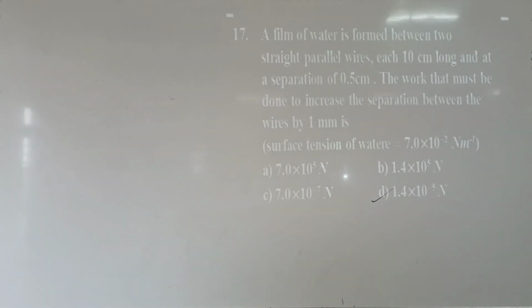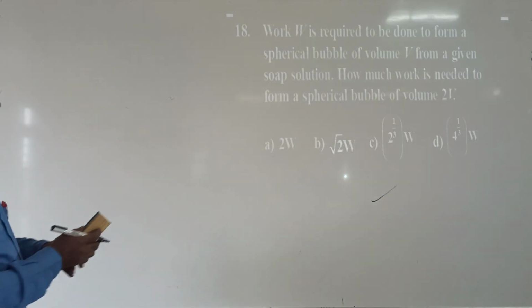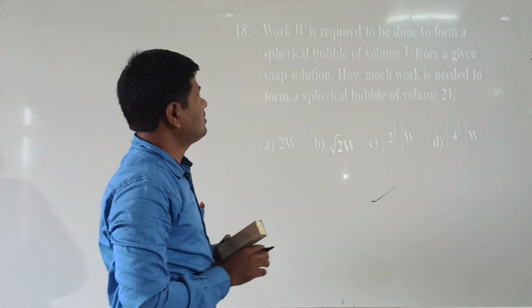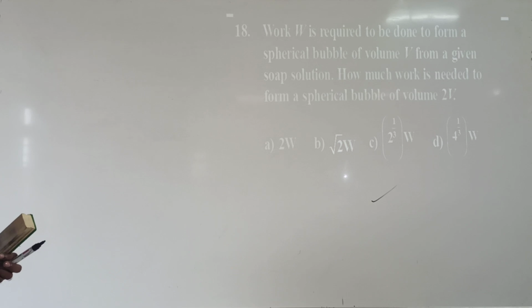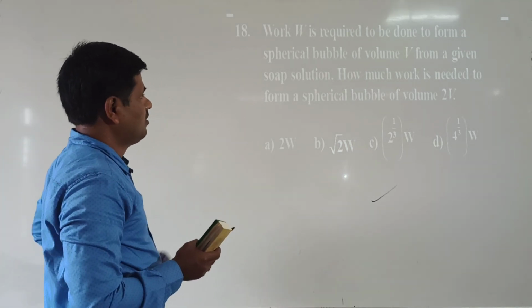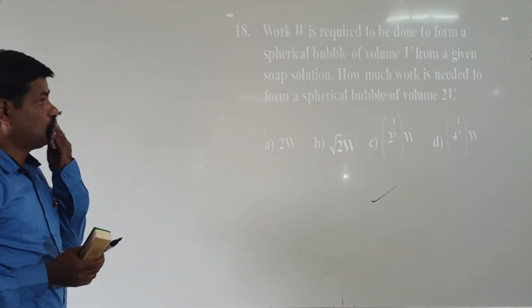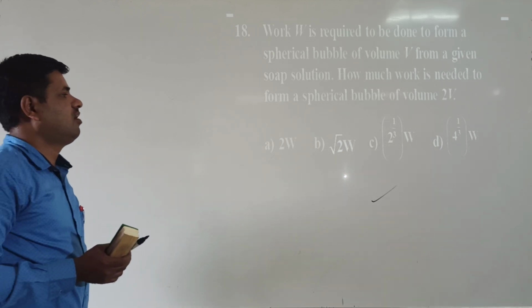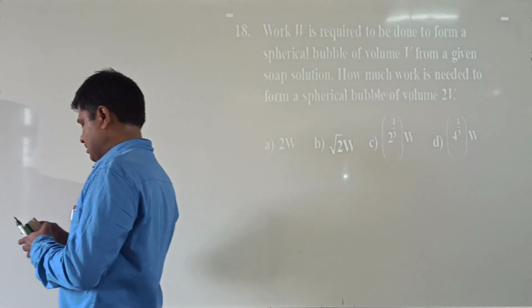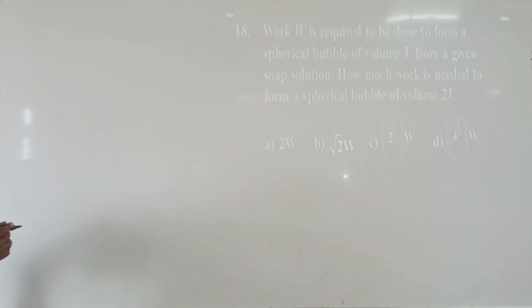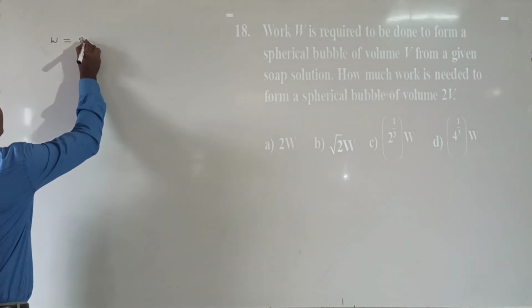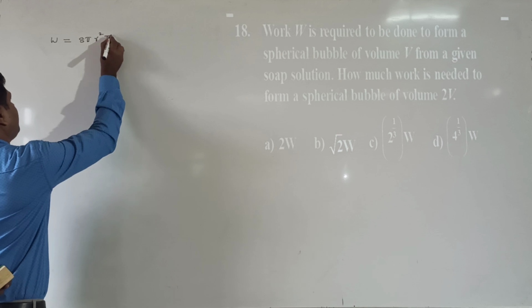Next we come to the 18th question. Work W is required to form a spherical bubble of volume V from a given soap solution. How much work is needed to form a spherical bubble of volume 2V? The work done in the case of the spherical bubble is given by the formula 8 pi r square into T.